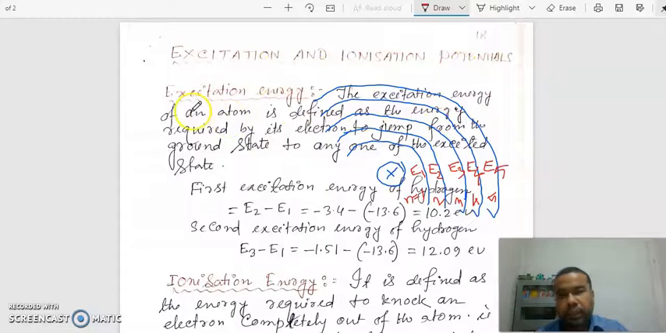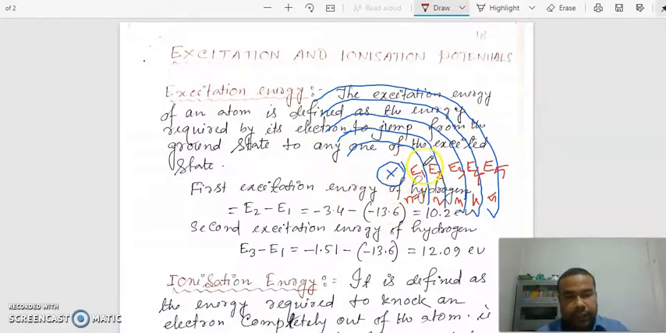At first, what is excitation energy? Excitation energy of an atom is defined as the energy required by its electron to jump from the ground state to any of the excited states. You see the diagram. This is the nucleus and these are the orbits, the number of orbits where the electron is revolving around the nucleus.